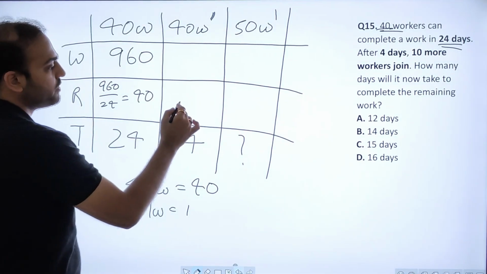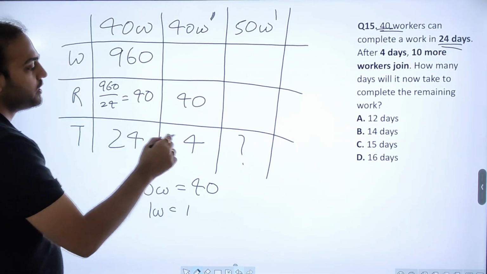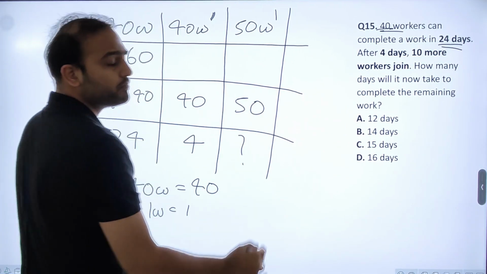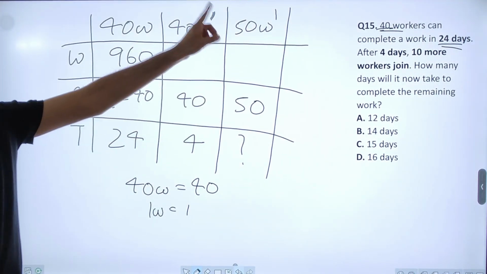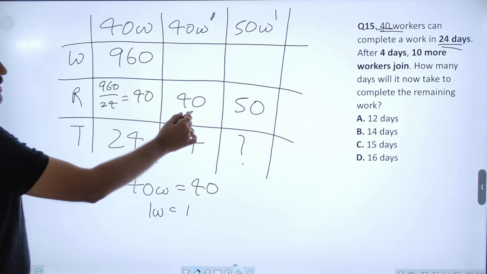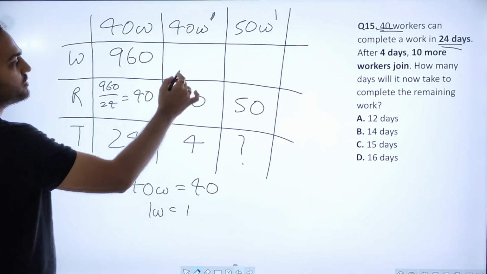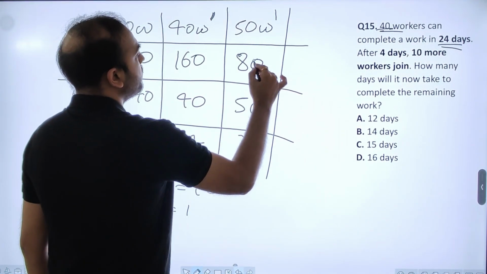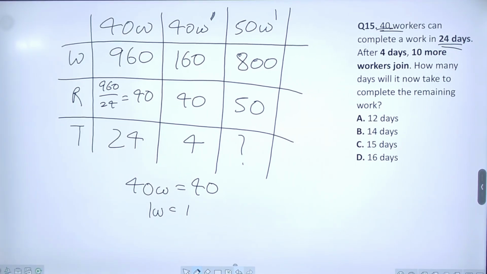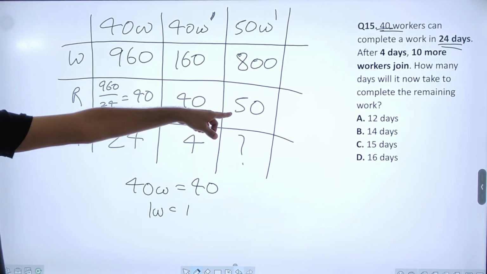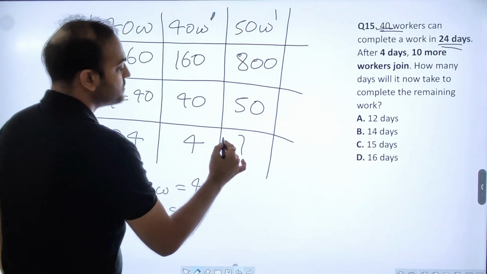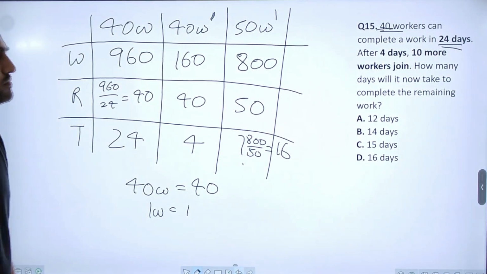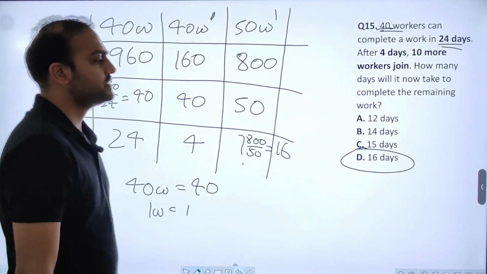Now what is happening? These 40 workers, so their rate will be 40 chocolates, are working for 4 days. 50 workers, rate will become 50 chocolates because each worker is eating 1 chocolate a day. 40 workers, 4 days, they will eat 160 chocolates. So how many chocolates are remaining? 800. Rate of 50 workers is 50. So how many days will they take? 800 by 50, which is 16 days.